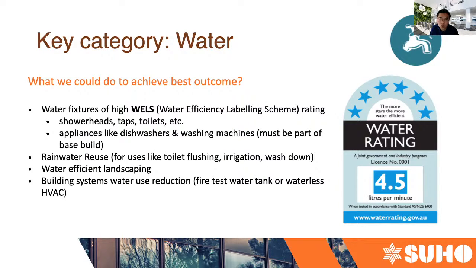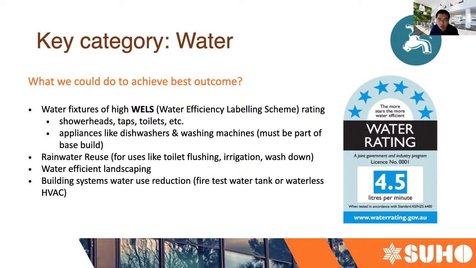So what could we do to achieve the best outcome in terms of water? First of all, try to use high WELS rating water fixtures like shower heads, taps, toilets, and appliances like dishwashers or washing machines. We need to achieve a high WELS rating, and they must be part of the base build. Another thing is rainwater reuse. We need to maximize the reuse of rainwater and use it for toilet flushing, for irrigation and wash down.